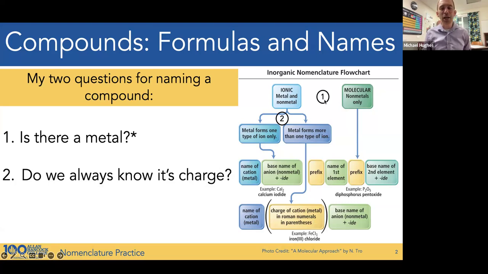If there is not a metal, then we're going to be only then using those Greek prefixes, except in the case when the first element only has a single one, and we would drop the mono in that case. And again, we're going to use the suffix "ide" for the second element.